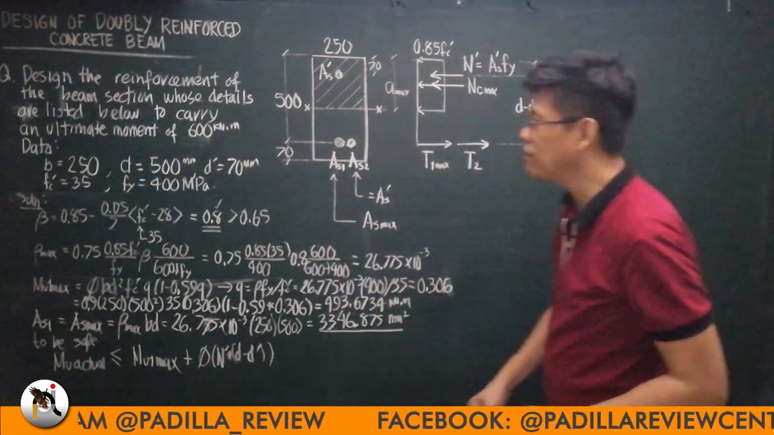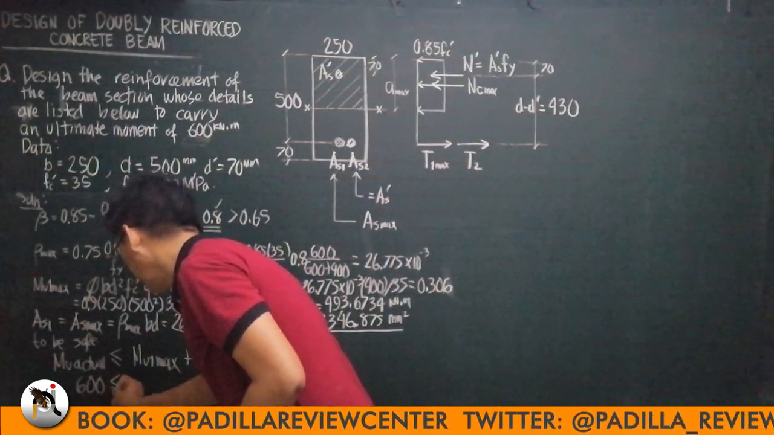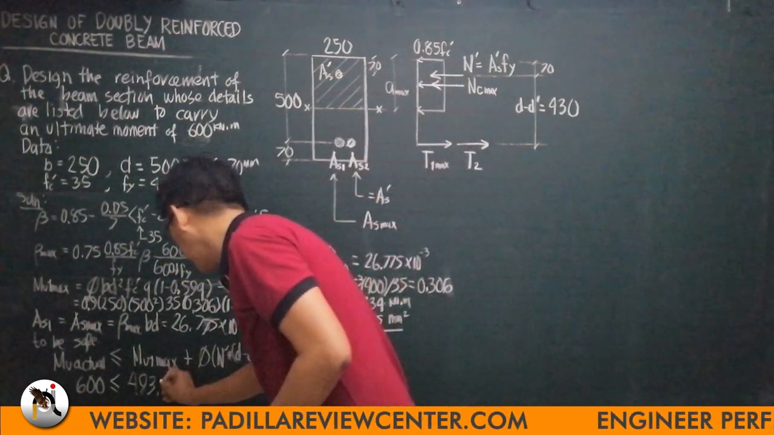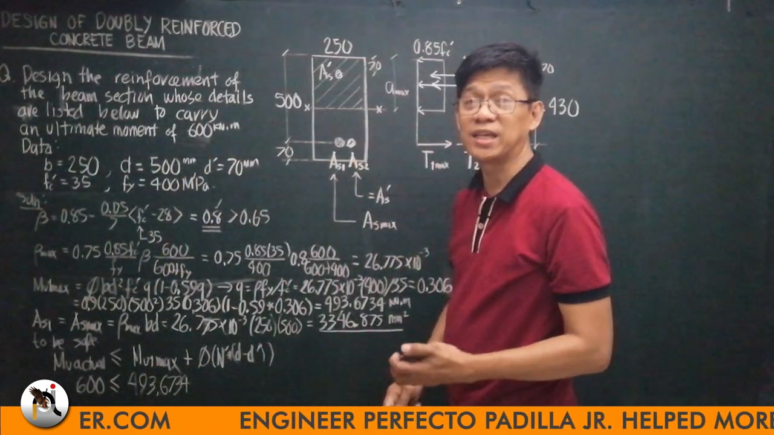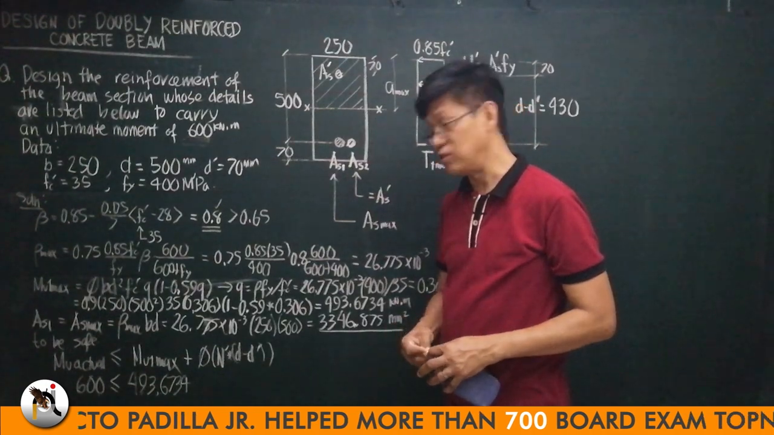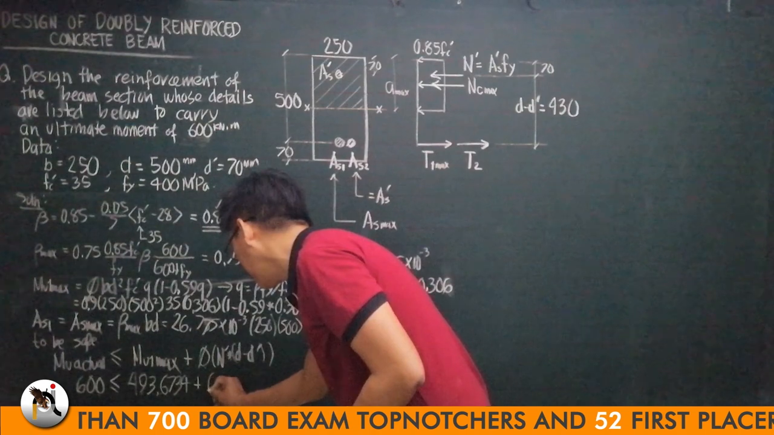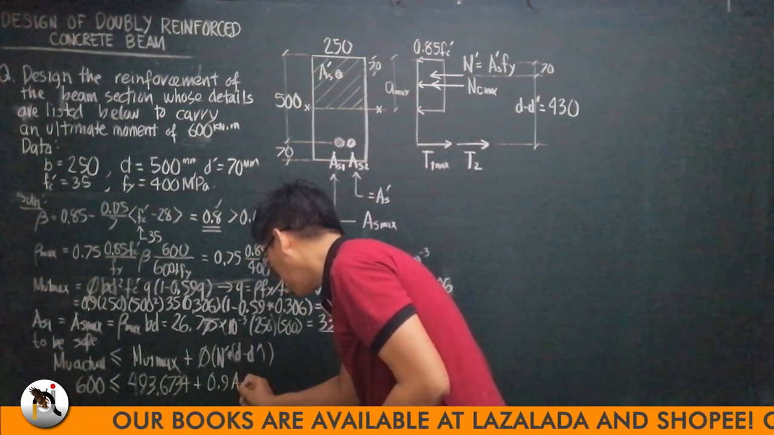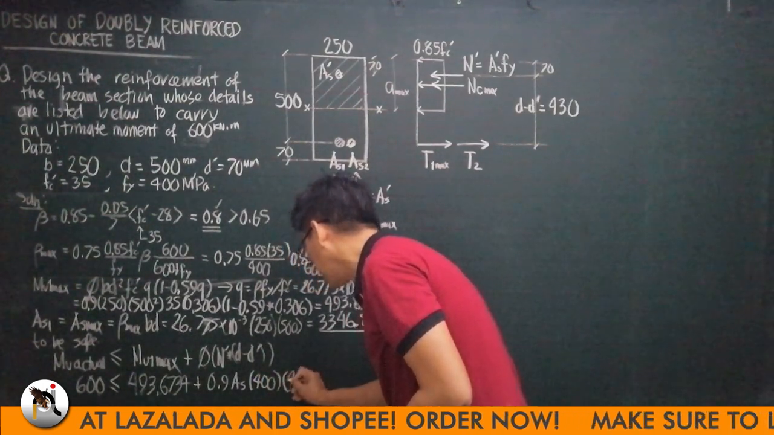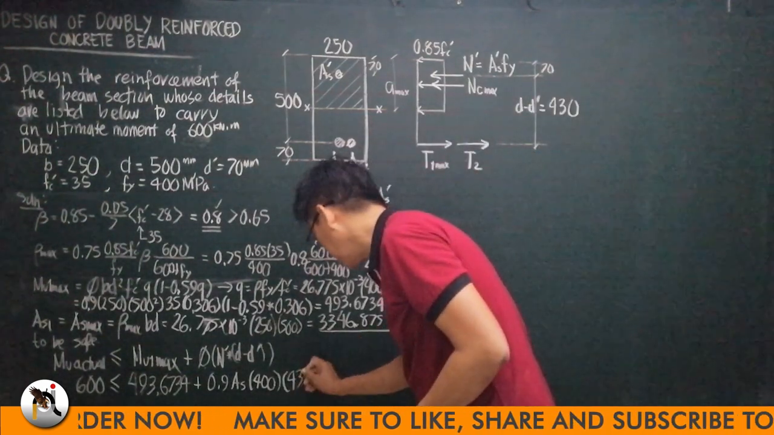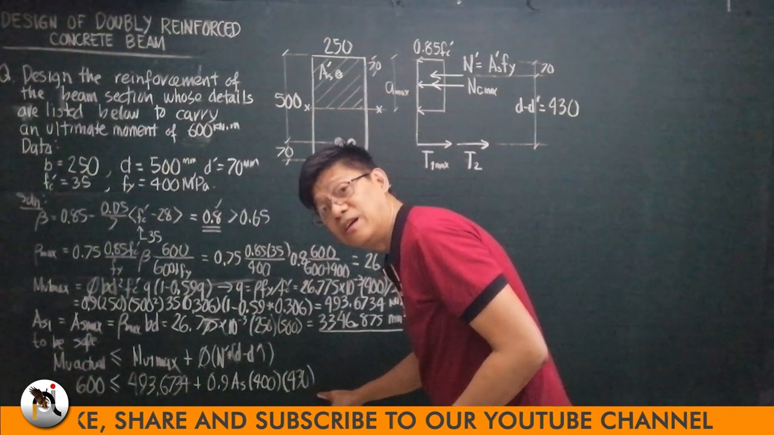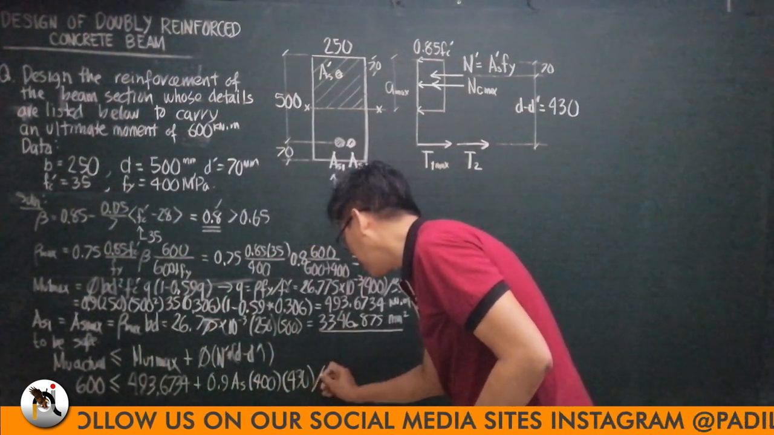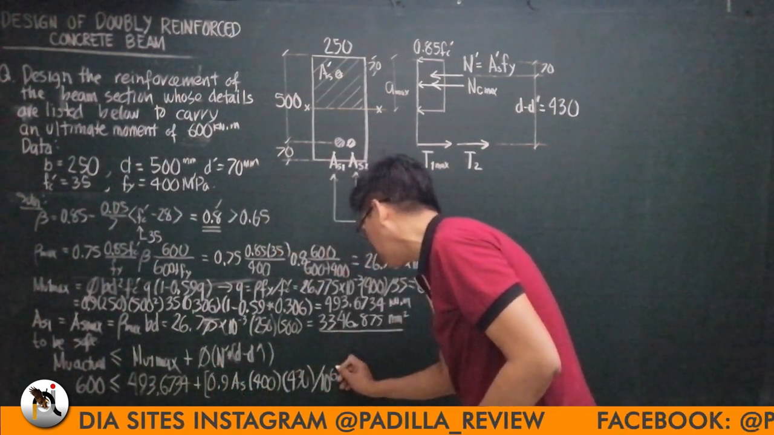Okay? So substituting the values, this is 600, while this is equal to 493.6734. Take note that both of these are in kilonewton meter or times 10 to the 6 newton millimeters. So plus phi, our phi is 0.9, N prime is AS prime fy. So AS prime fy is 400, D minus D prime is equal to 430. So this is newton millimeter. Kilonewton meter is 10 to the 6 newton millimeter, right? So newton millimeter, just divide it by 10 to the 6, this will be in kilonewton meter.